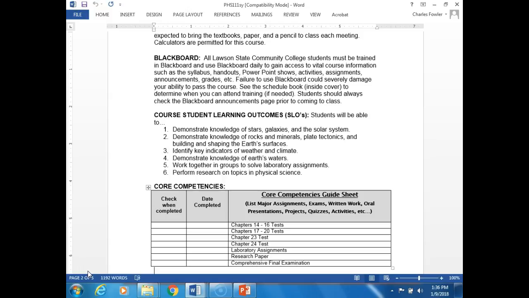So if you want to, I don't like for you to memorize. I want you to know. So I'll let you have that formula and equation sheet.